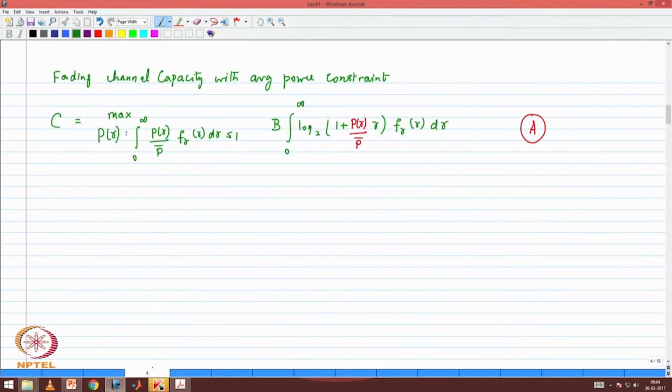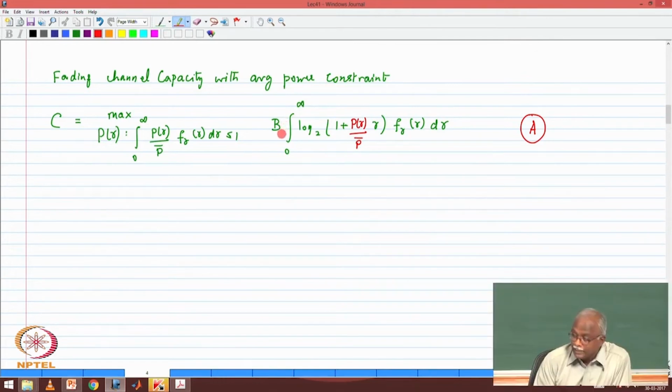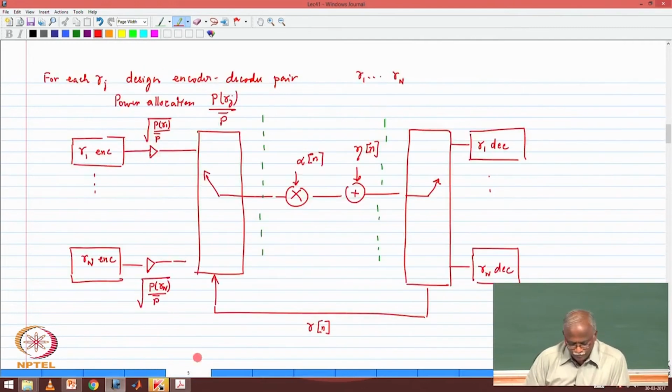Okay, so the constrained capacity problem, as we had written down yesterday, is that we want to optimize the capacity with the modified SNR under the constraint that your total power allocation has to be normalized. It cannot exceed the average power. So this is the average power constraint, and this is the statement of the problem.